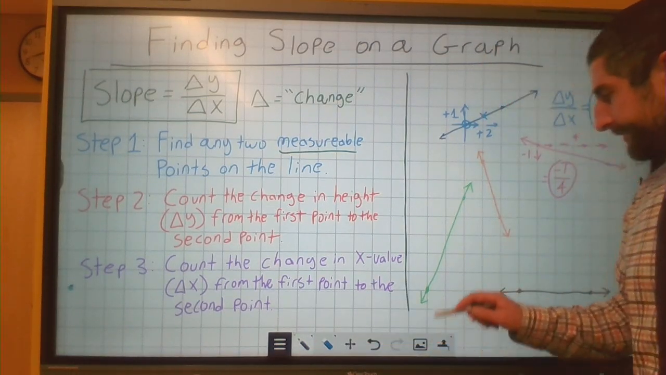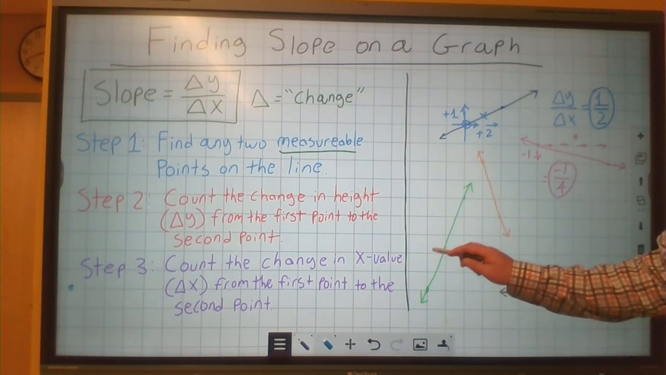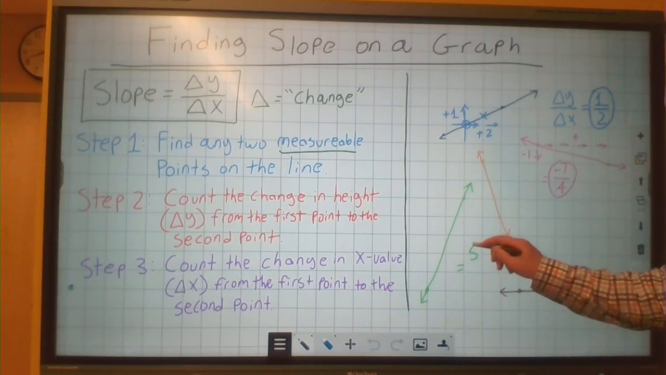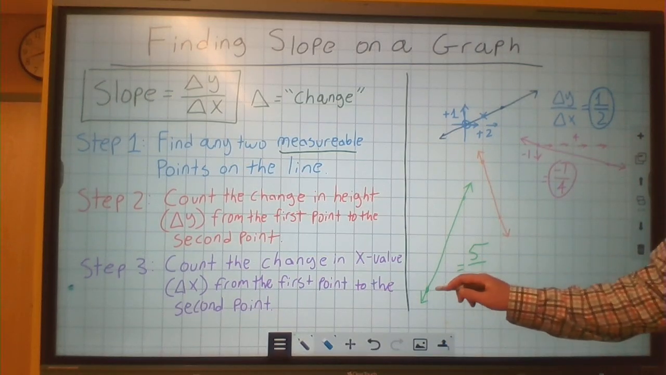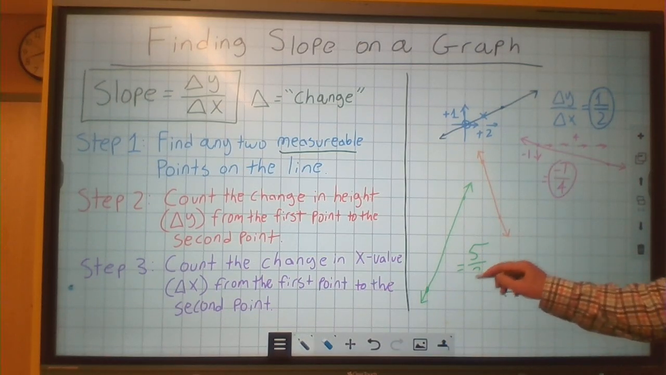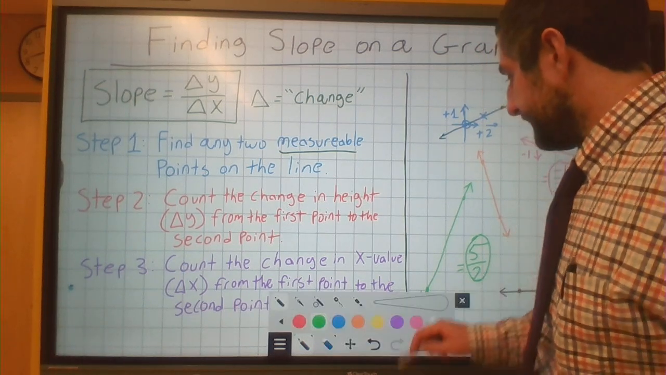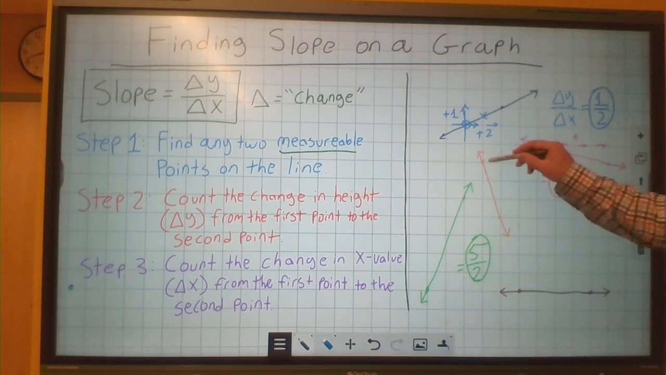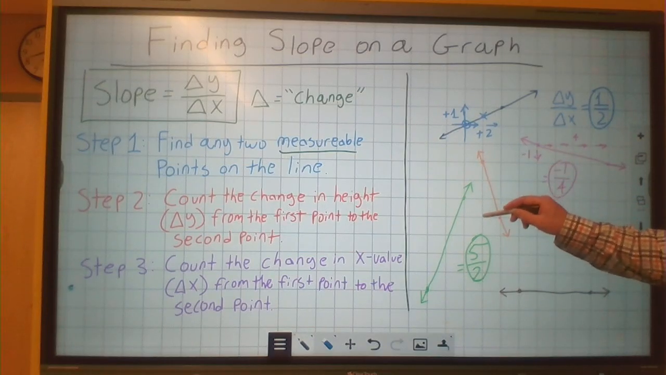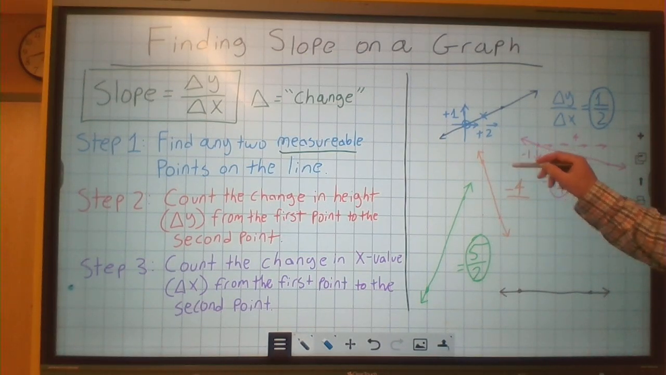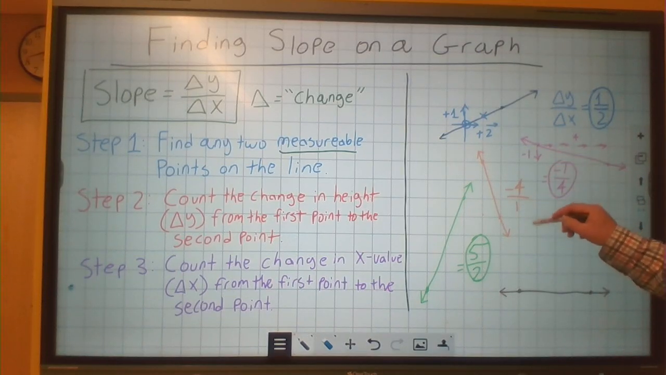For our green line, we count 1, 2, 3, 4, 5 up. So 5 is our y value. And 1, 2 forward, we've got 2 as our change in x. For the orange line, we're going 1, 2, 3, 4 down. So that's -4. And we're only going forward 1. So that's -4/1, which just equals -4 for short.